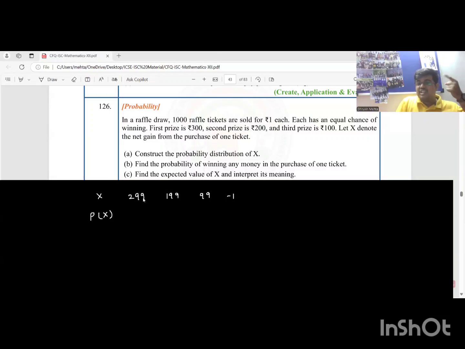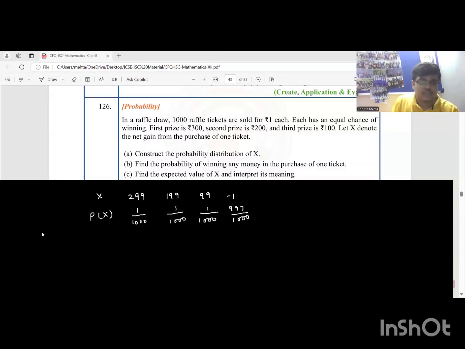Now, what is the probability of us getting the first prize? There's only one first prize, so that is 1 out of 1,000. 199 is again 1 out of 1,000. Third prize is also 1 out of 1,000. What is the probability of being a loser? So that is 997 upon 1,000. Once you get this table, students, the remaining part is easy. I'm sure you know how to go ahead with finding the expected value and all. So you finish this off.